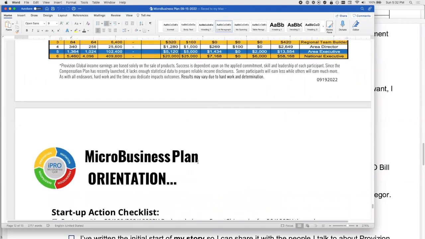And we want to make sure that you go through all these checklists, all 3 of them, and you take everyone that you bring into Provizion through these same checklists. But this micro business plan is something that you want to study. The main part of it is your story and your list. Okay, so take some time, do that right now, shut the video off, and then come back when you're done.